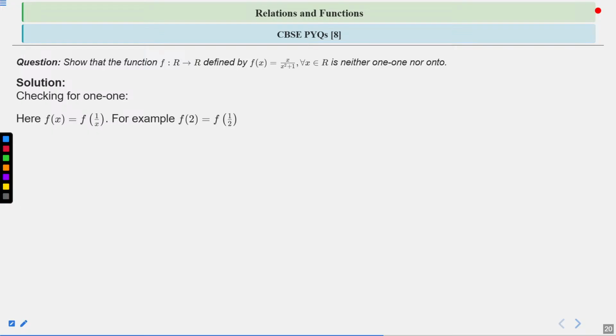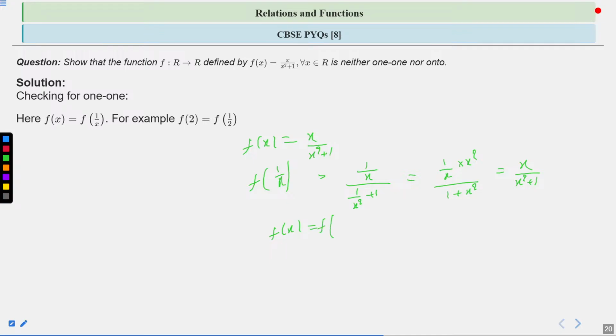Here f(x) is equal to f(1/x). Why? See, f(x) is basically x upon x square plus 1, right? So what will be f(1/x)? Put 1/x in place of x. So 1/x upon 1/x square plus 1. Clear? So it will be 1/x into x square upon 1 plus x square, so it will be equal to x upon x square plus 1. So you can say that f(x) is equal to f(1/x). Clear? For example, f(2) will be equal to f(1/2), right?